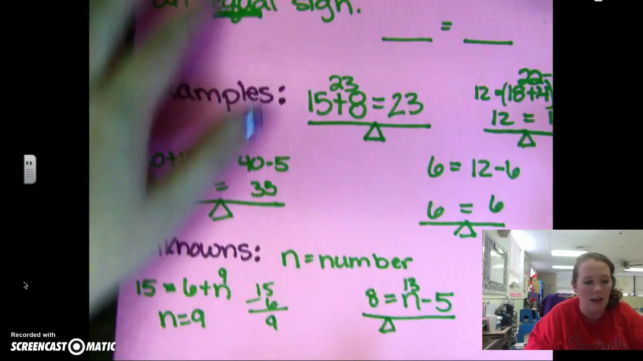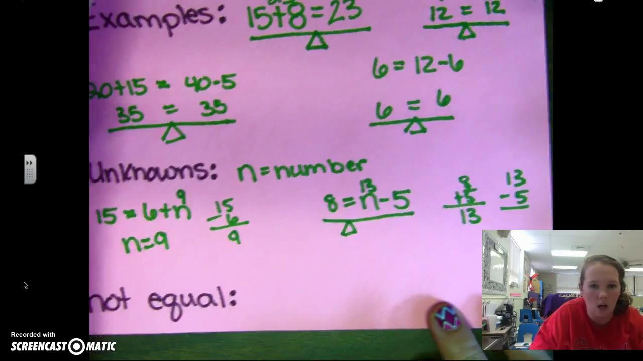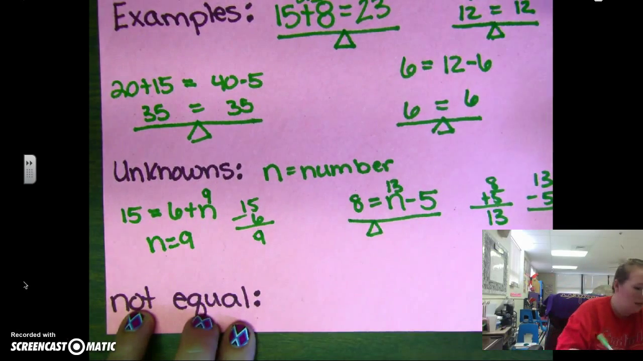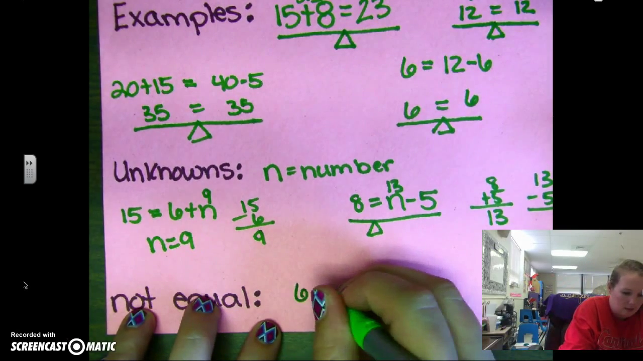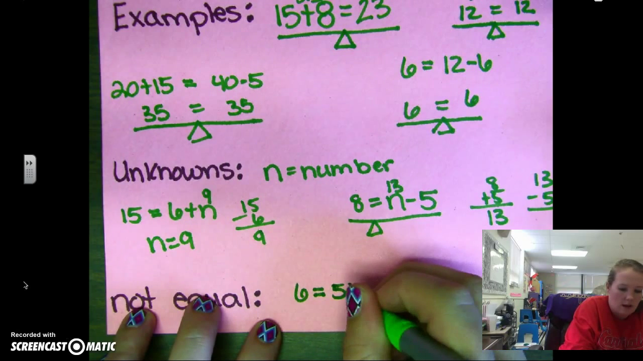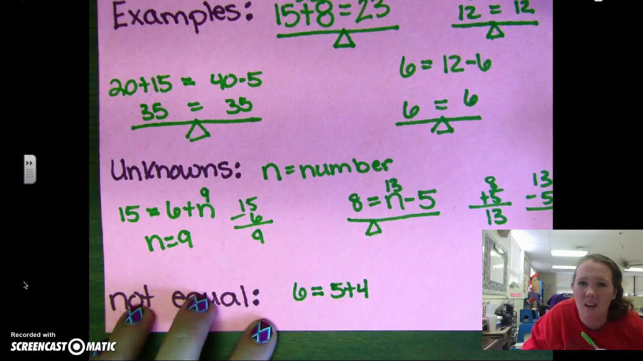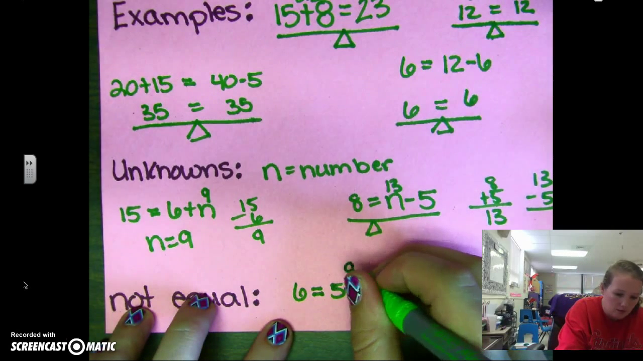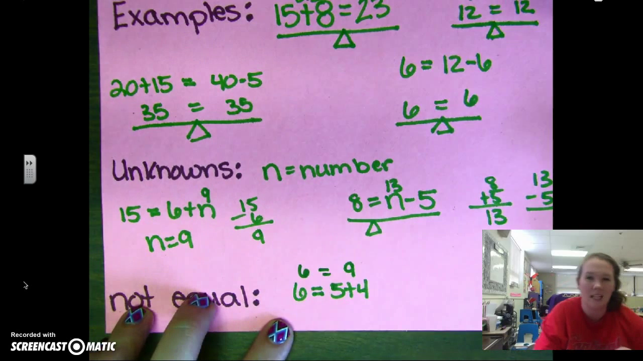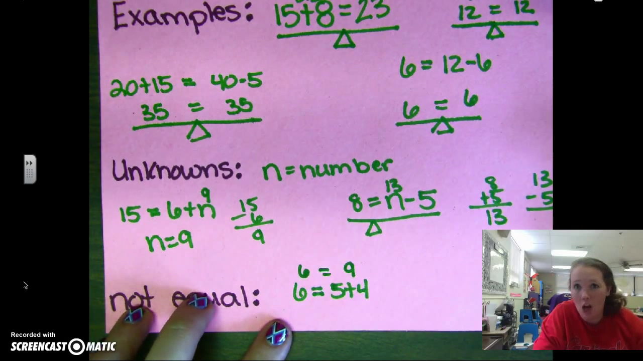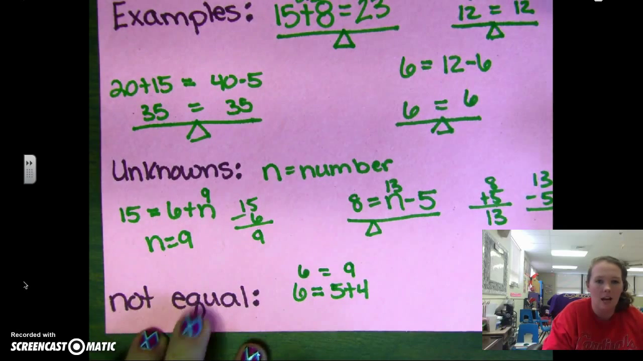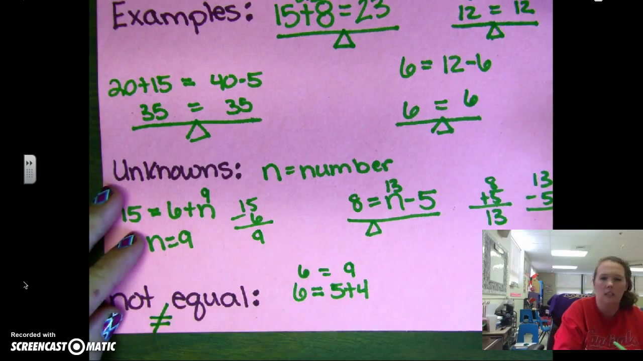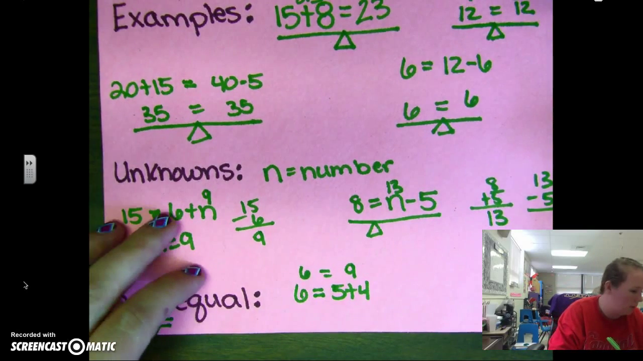Sometimes you're going to have to figure out that equations are not equal. Here's what I mean. If I have 6 is equal to 5 plus 4, what is 5 plus 4? It's 9. 5 plus 4 is 9. Is 6 the same thing as 9? No. So the way we write not equal is an equal sign with a slash through it. Not equal.